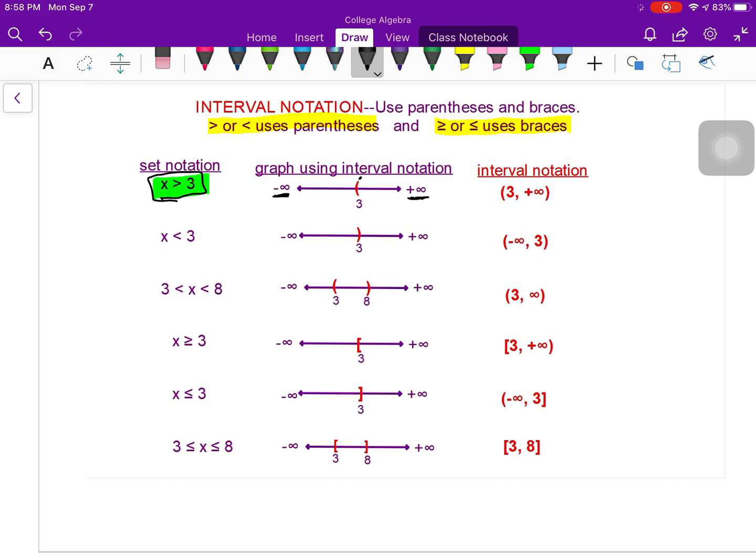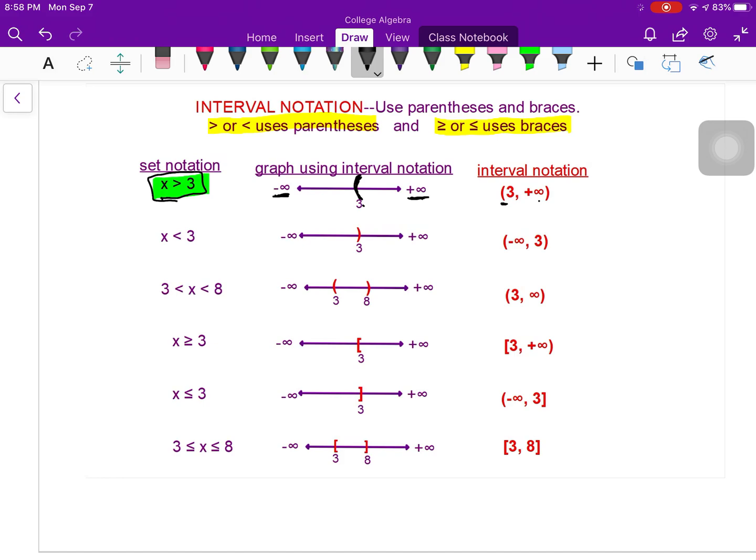So at 3, I will have a parenthesis opening to the right. That shows me all the values beyond 3. So in interval notation, I started at 3, and it is not included because there is no equal bar, and I went towards positive infinity.